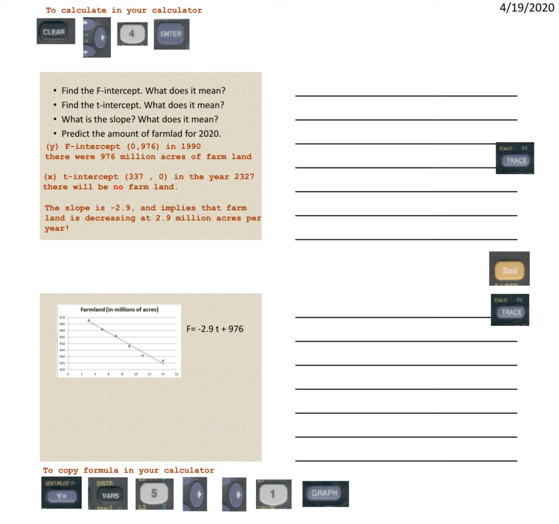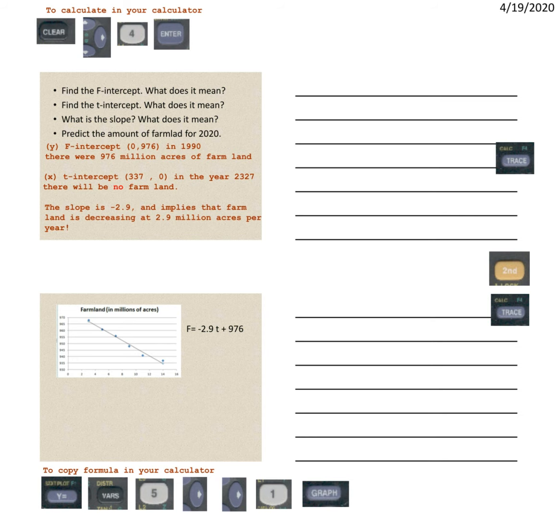So the slope, as we've noticed from our equation down below, f equals negative 2.9t plus 976, is negative 2.9. And it implies that farmland is decreasing at 2.9 million acres per year. 2.9 million acres. Whoa, that's a lot, agreed? Do you have 2.9 million acres all to yourself to live off of? And that's on a per year basis, right? Probably not. So be aware of that. We're decreasing farmland quite fast.